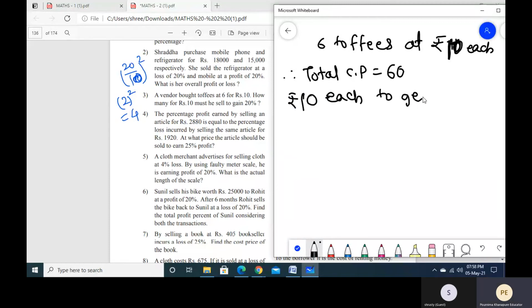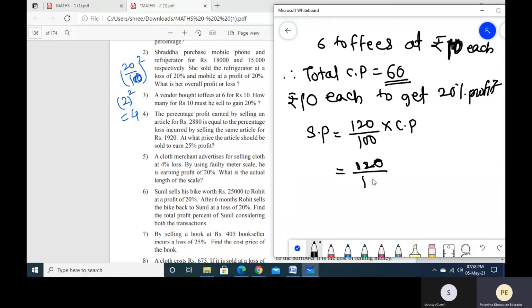To get 20% profit, firstly we'll find 20% profit on this CP. Then what is SP? SP is equal to 120 upon 100 into CP. So 120 upon 100 into 60. 0 gets cancelled, 0 gets cancelled. 72. Right? Yes. So the SP should be 72 rupees.